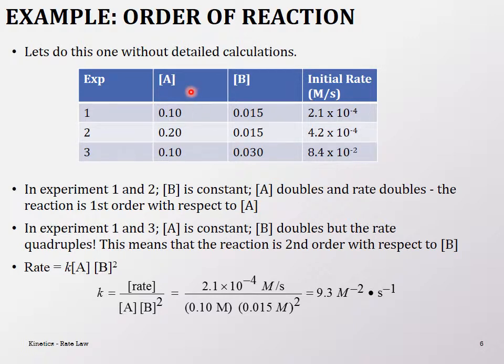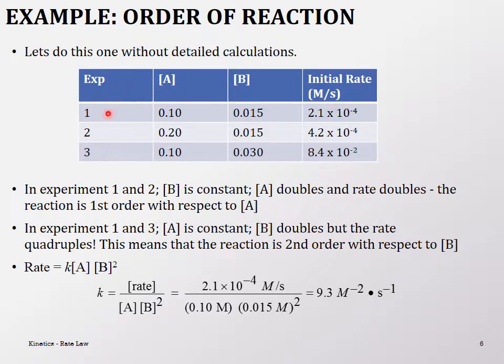So then looking at A, experiments 1 and 2, or looking at B. Looking at B here, B is constant for experiments 1 and 2. So if you have B constant and you're doubling the concentration of A, and the rate also doubles, 4.2 divided by 2.1 is 2. So this is 2 and this is 2, which means that it is first order. You do the same thing for B, which means you keep A constant and then you look at the change in the rate of reaction.